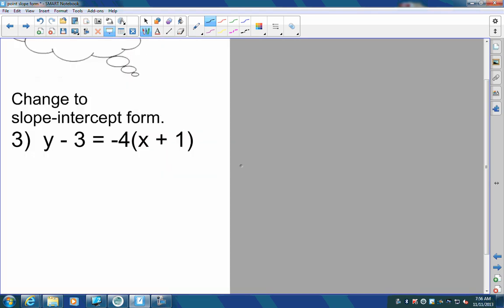Right here, ready? It's already written in point slope form. So what I want you to do first, I want you to tell me what the slope is and what the point is they're using. And I want you to rewrite it into slope-intercept form, what we just did. Do that now, please.